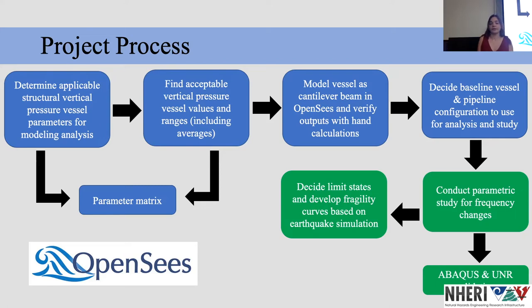And the green bubbles there is what we're currently working towards. So we're going to be wrapping up the parametric study. I'll talk a little bit more about that later. We're going to be using Abaqus software and University of Nevada, Reno testing for validation. And then we'll eventually head towards developing those fragility curves, deciding on some limit states, and running earthquake simulations.